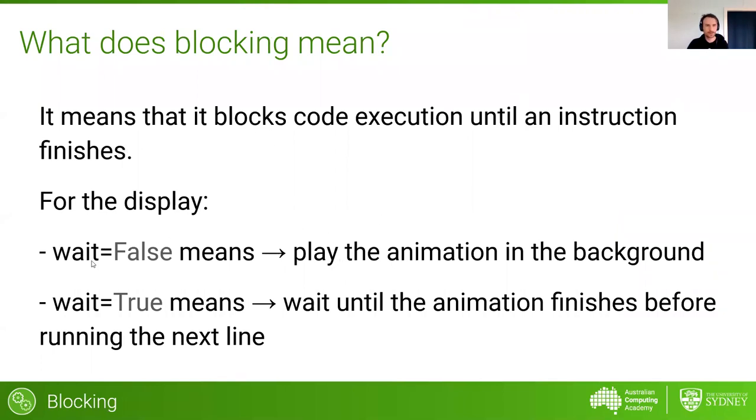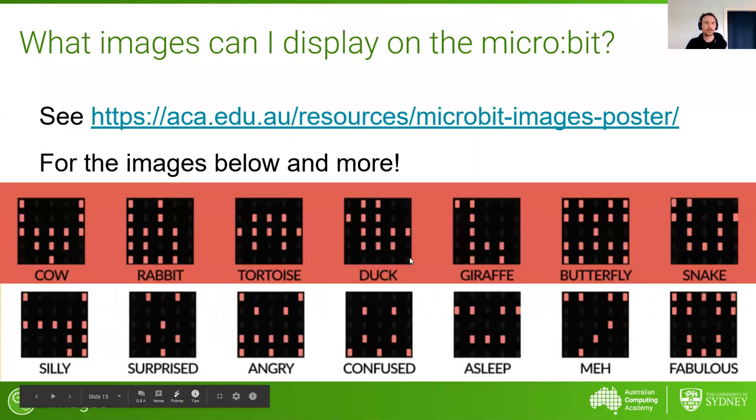So wait equals false means play it in the background. Wait equals true means wait until the animation finishes before running the next line. Hopefully that makes sense to you all.